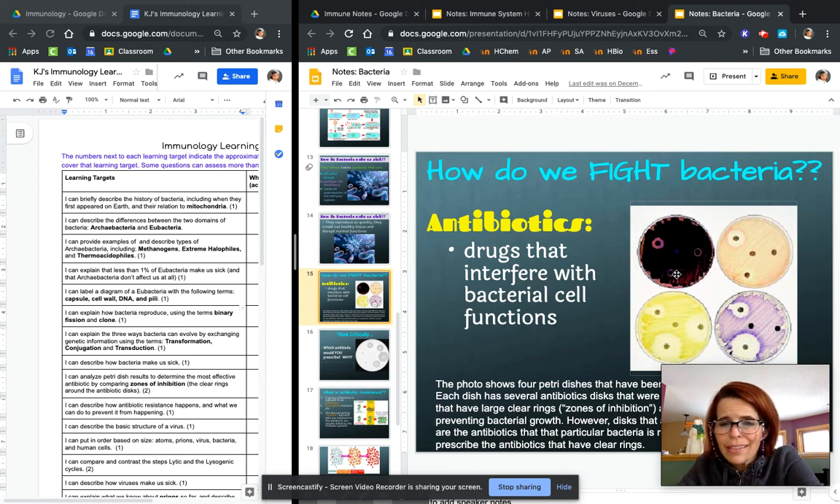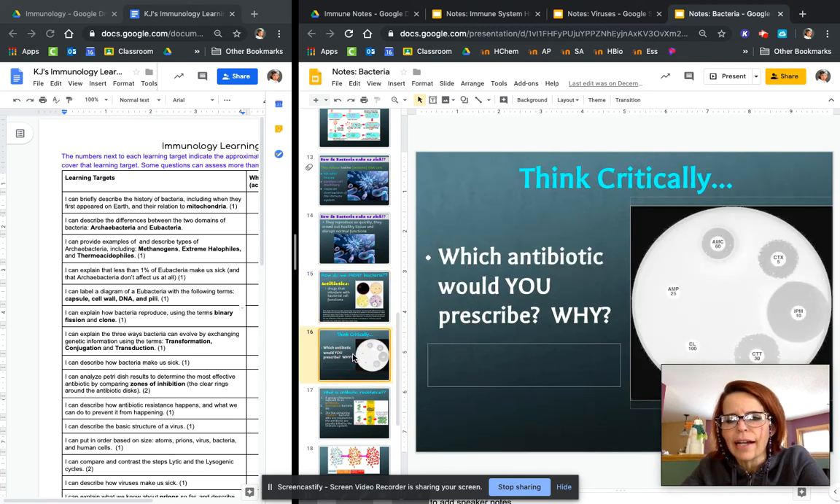So when you look at these Petri dishes, you want to choose the antibiotic that has the biggest zone of inhibition. That's going to be the most effective antibiotic. And the antibiotics that are completely covered over, the bacteria is resistant to those antibiotics. So those would be the absolute worst antibiotics to prescribe for somebody. And then we looked at this one in class, and we said that we would for sure give the IPM antibiotic, it has the largest zone of inhibition.